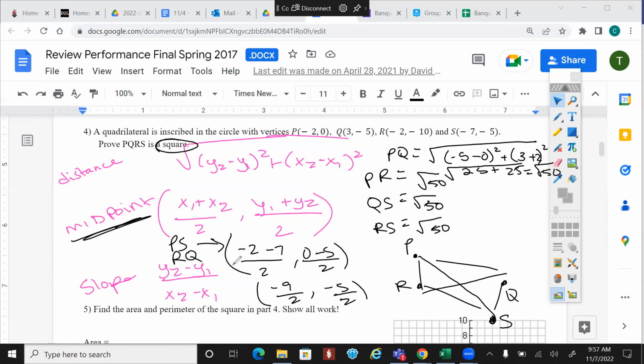Yeah, I added them, but they're all negative. So adding a negative is just subtracting that number. Okay, again, you would show me the same thing with RQ.